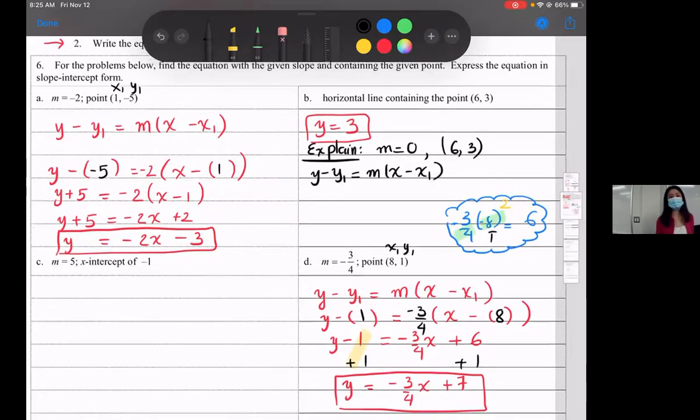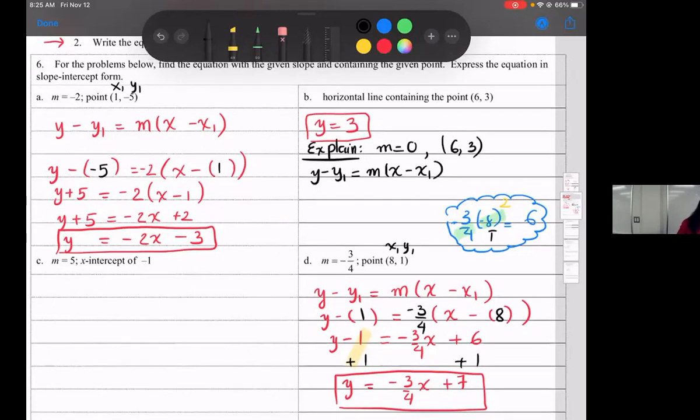The reason I keep writing this is because I want you to remember it. Memorize it. You need it. So that'll be y minus 3 equals, the slope is 0, x minus x1 is 6. What is the right-hand side equal to? 0, right? 0 times anything is 0. So y minus 3 equals 0. You move it to the other side, y equals 3.